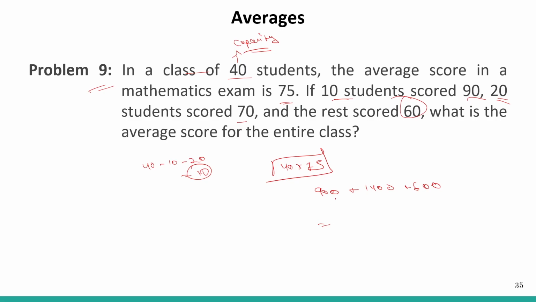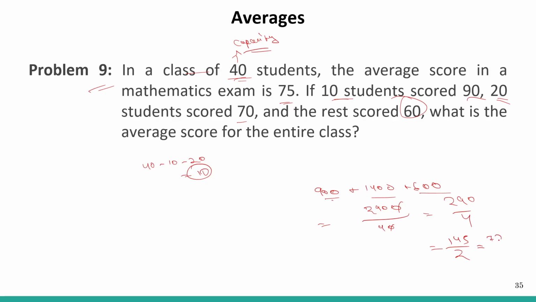So this is equal to 900 plus 1400 plus 600, so this will be 2900. Since the number of students is equal to 40 here, this is 2900 by 40, which is equal to 290 by 4, that is 145 by 2, which is 72.5. So 72.5 is the correct answer. This will be the class average.